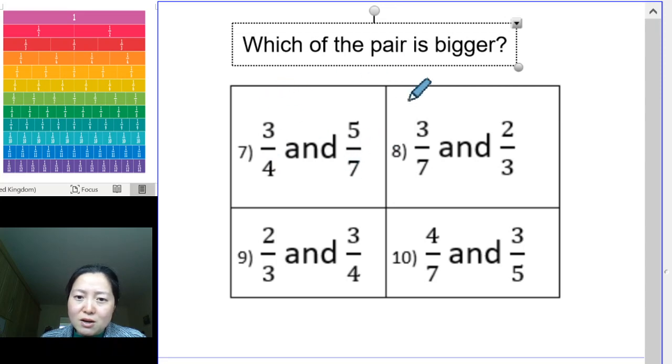Yeah, if you cut a whole bar into 4 pieces, each piece is bigger than if you cut a whole bar into 7 pieces. So there's fewer pieces, but each piece is bigger. And in 5/7, there are more pieces, but each piece is smaller. So which one's bigger and which one's smaller? It's really difficult to see.